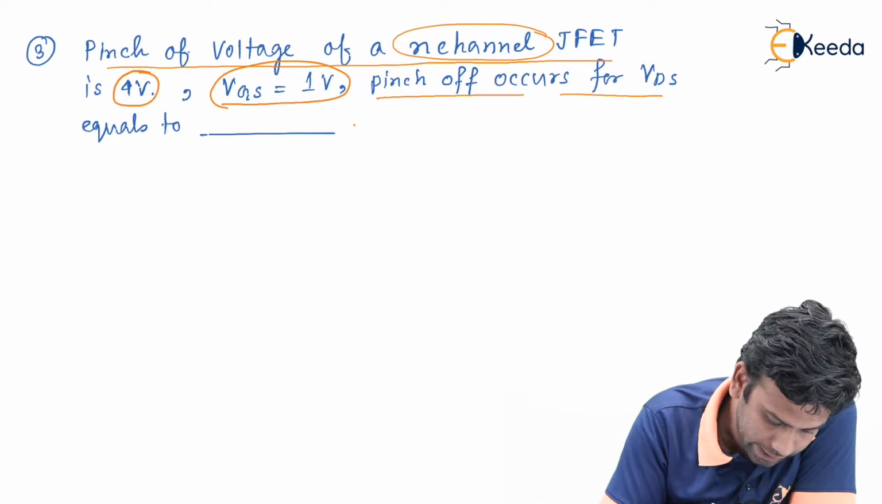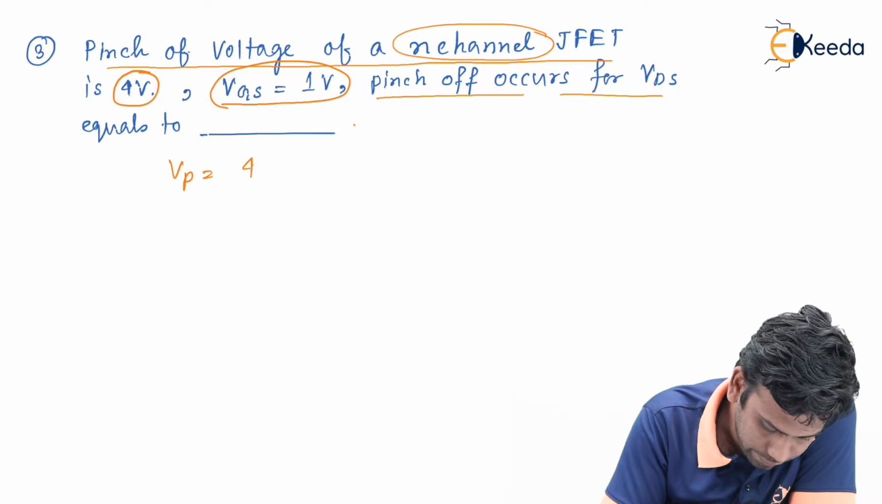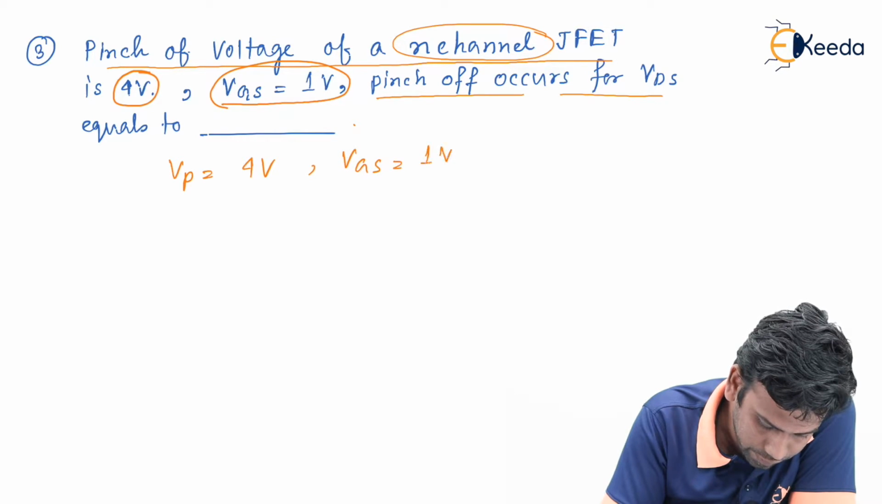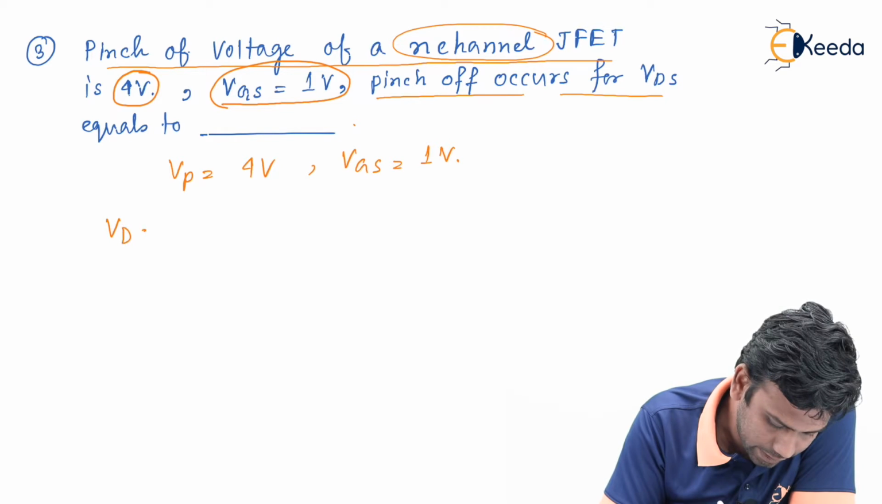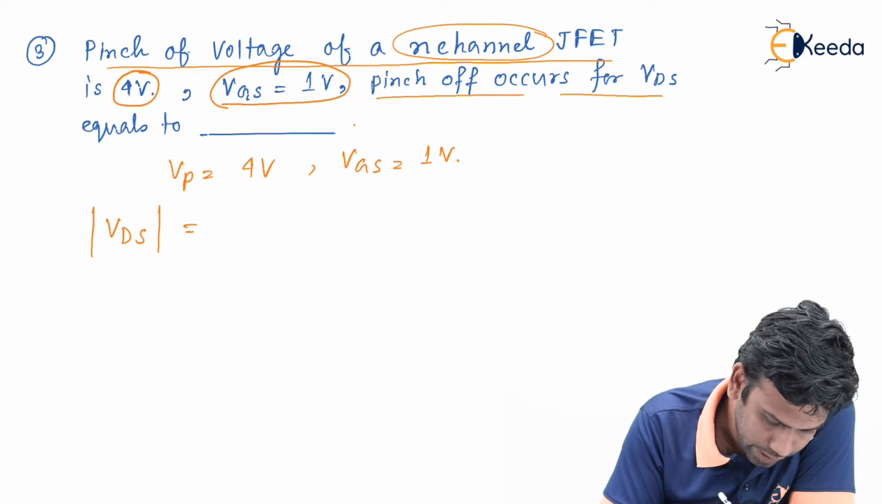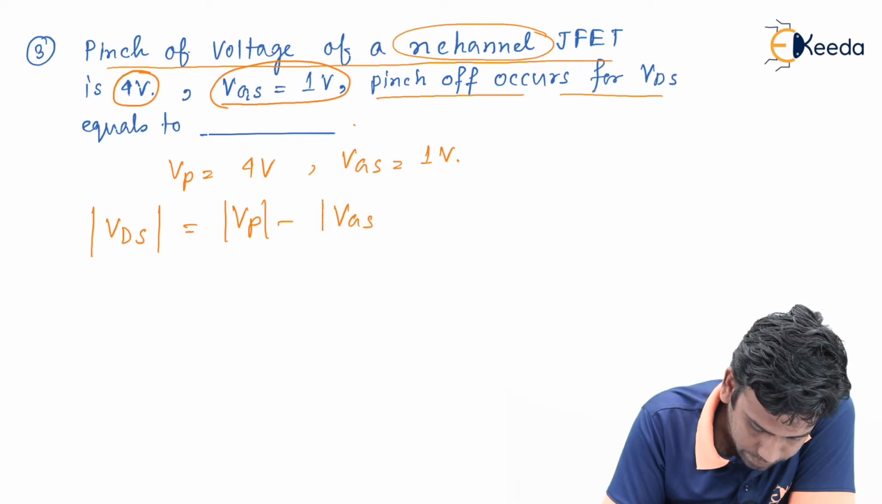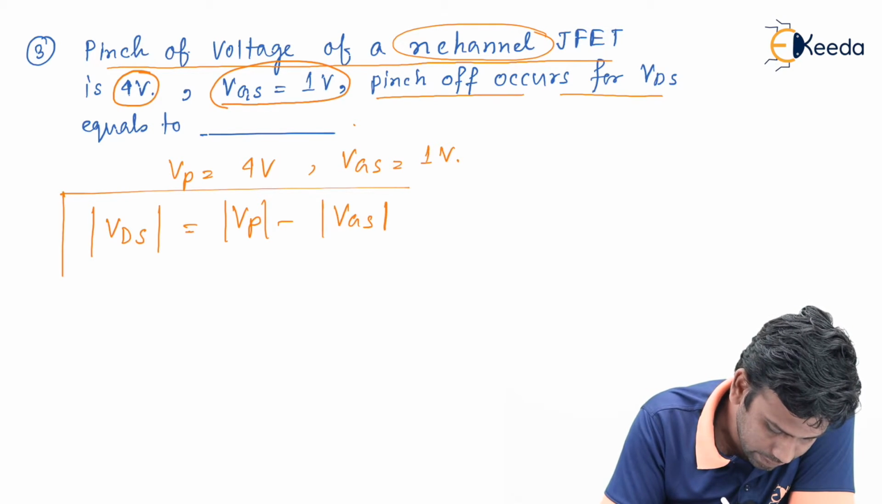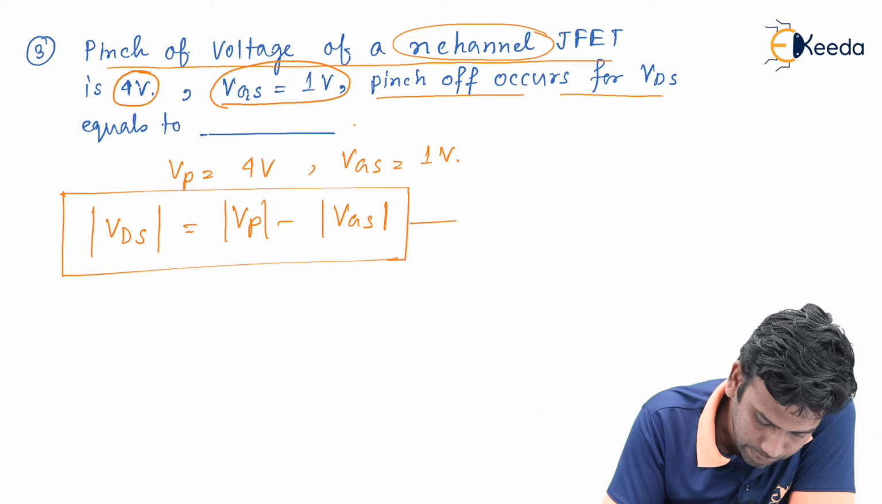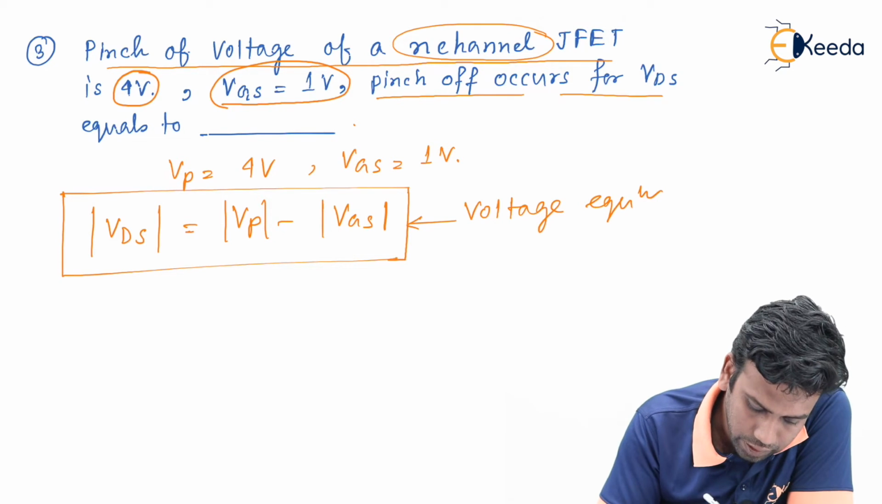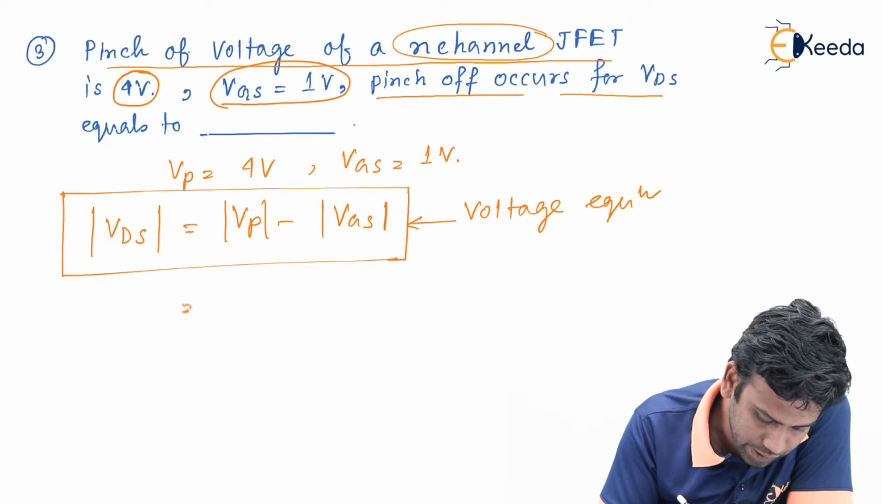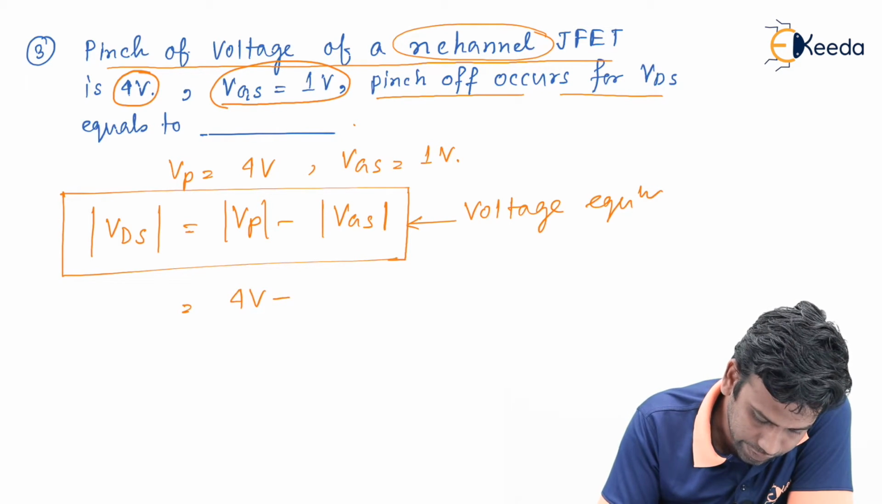Now we know that here Vp is given as 4 volt and VGS is given as 1 volt. So we can write that drain to source voltage mod is equal to Vp mod minus VGS. This equation is a very important equation with respect to the voltage equation for JFET.